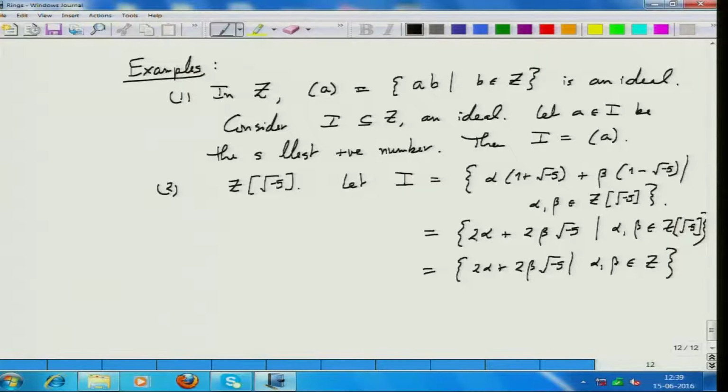Why? Because everything here is even. You start with a multiplier of 2 here, and a multiplier of 2 here. So it is 2 times alpha plus beta square root of minus 5, where alpha, beta are also in Z[square root of minus 5], which is any arbitrary element you can get in Z[square root of minus 5]. But since there is a multiplier 2 sitting outside, that makes every component an even integer.